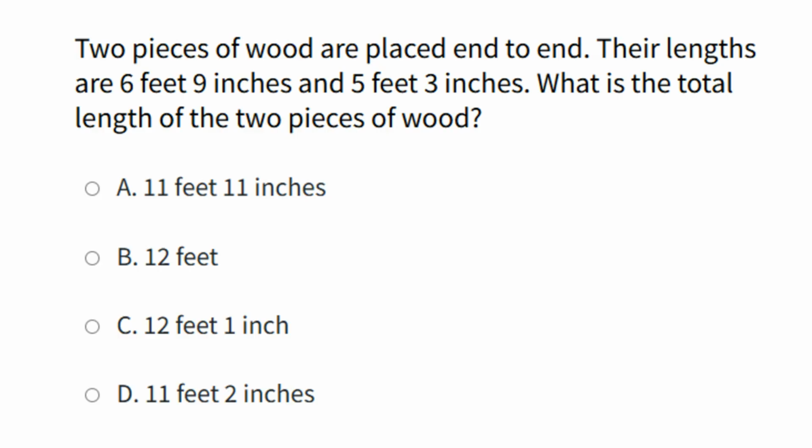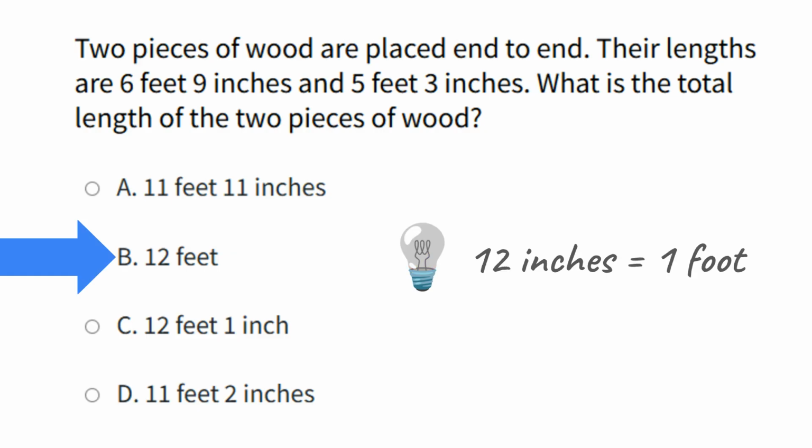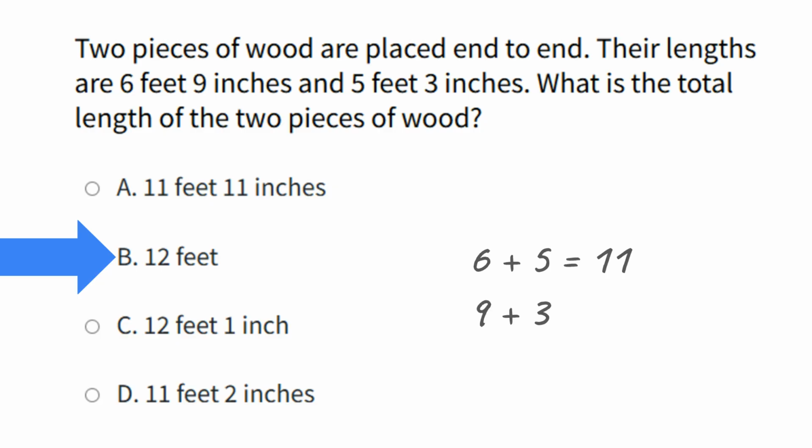The correct answer is B. 12 feet. To find the total length of the 2 pieces of wood, you can add their lengths. Remember that there are 12 inches in a foot, so we need to carry over when the total inches exceed 12, adding the feet separately. 6 feet plus 5 feet equals 11. Now adding the inches, 9 inches plus 3 inches equals 12 inches. Since 12 inches is equivalent to 1 foot, we add 1 foot to the feet we calculated. 11 feet plus 1 foot equals 12 feet. So the total length of the 2 pieces of wood is 12 feet.